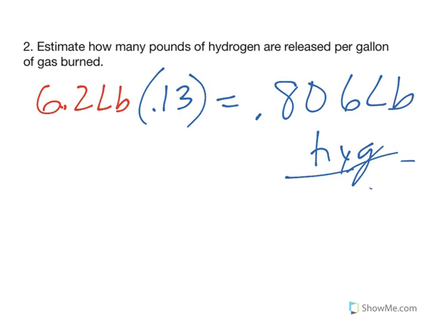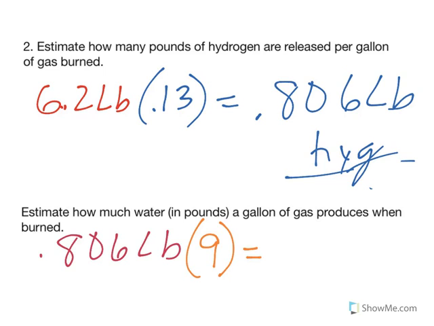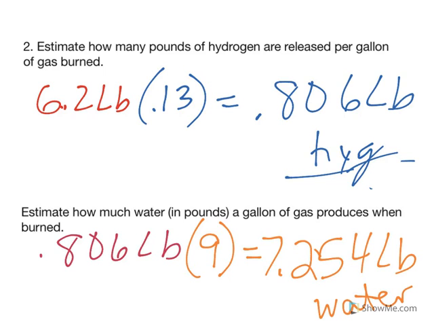Okay, I want you to hit pause and read the next paragraph. Okay, so they talk about in that paragraph atomic weight, and the basic thing that you need to understand is the last sentence. The weight of the hydrogen in the gas is multiplied by 9 in order to figure out the pounds of water. So in number 2, we found 0.806 pounds of hydrogen. If we take that and multiply it by 9, as stated in those directions, for every pound of gasoline burned, there's 7.254 pounds of water produced, which seems kind of weird, but is a true statement.